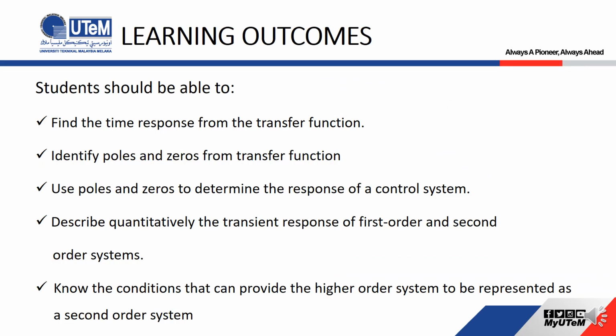Learning outcomes. So at the end of this chapter, you should be able to find the time response from the transfer function, and then identify poles and zeros from that transfer function and use those poles and zeros to determine the response of the system. Next, to describe quantitatively the transient response of first order and second order system, and the last learning outcome is you have to be able to know the condition that can allow the higher order system to be represented as a second order system.